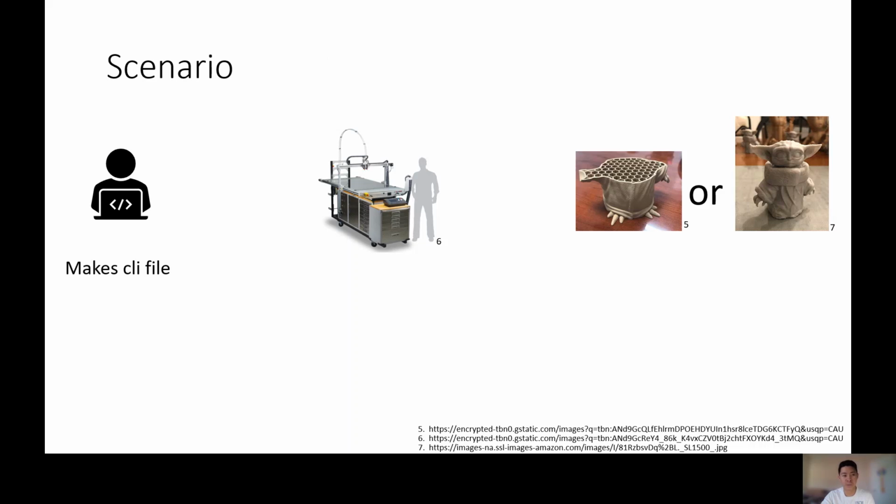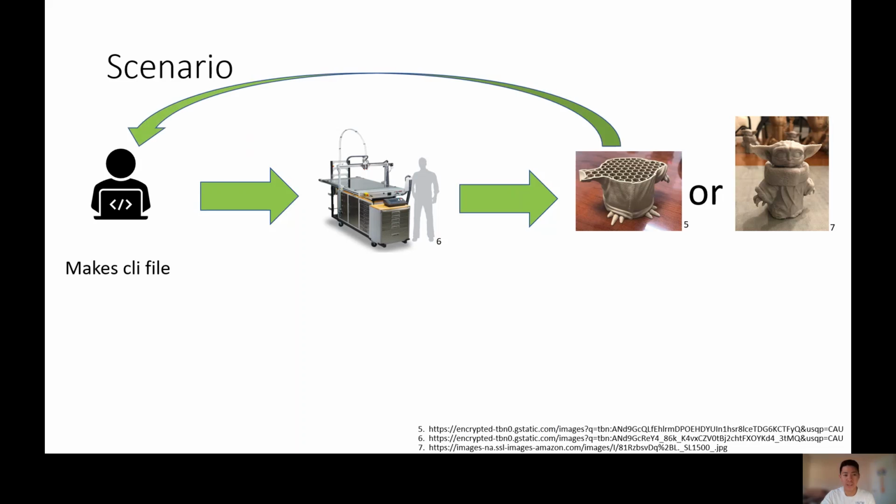So here's a scenario of when this program might be useful. The user makes a CLI file and feeds it into the 3D printer, and the 3D printer will then make something that the user expects to have, or something that is unexpected. When the unexpected happens, the user will have to manually figure out what went wrong, and he will have to find out where that error exists in the CLI file. Not only is that time consuming, that could also potentially cause some wasted expensive materials, depending on what kind of 3D printer is being used.